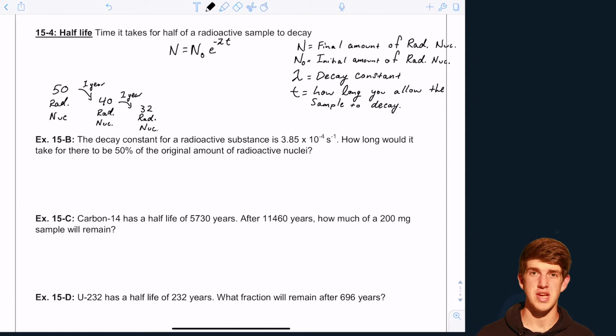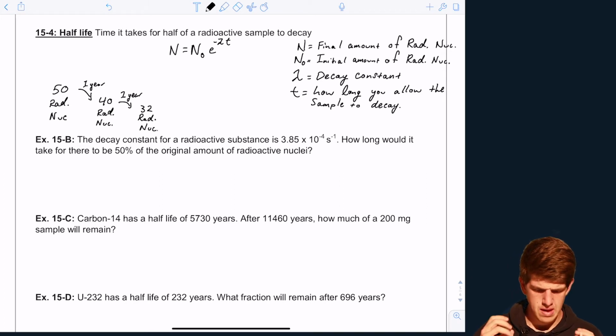Now, what doesn't change is the decay constant. That decay constant is a constant. It's going to be constant throughout the entire decay process. Now, it's nice that I'm using 50 particles and that the decay time is a year, but that isn't always going to be the case.